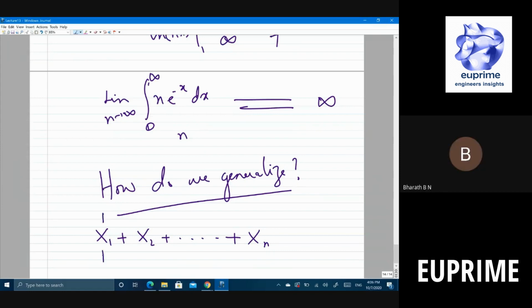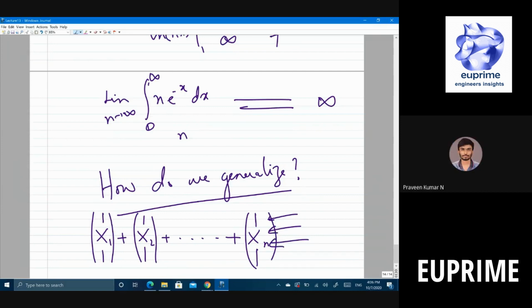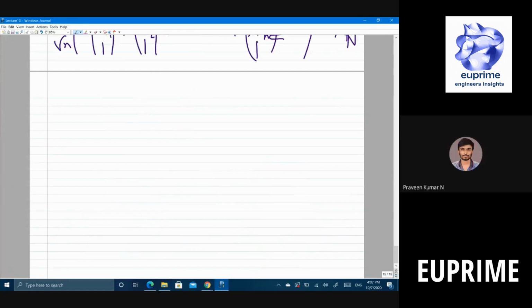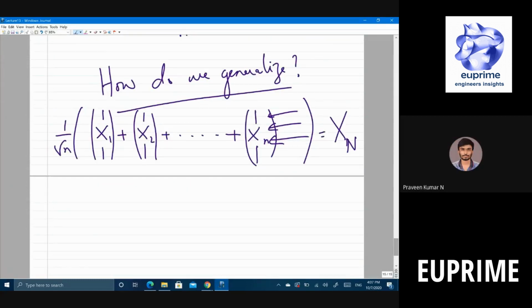So each one of them is exponential. What did you do after that? Then I summed them and divided by root n, and I got a vector. Let me call this XN. Then I plotted the histogram, and it looked like a Gaussian.